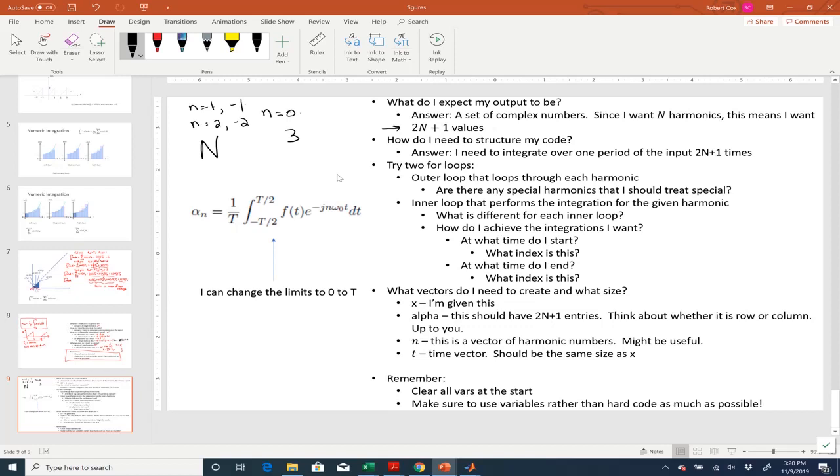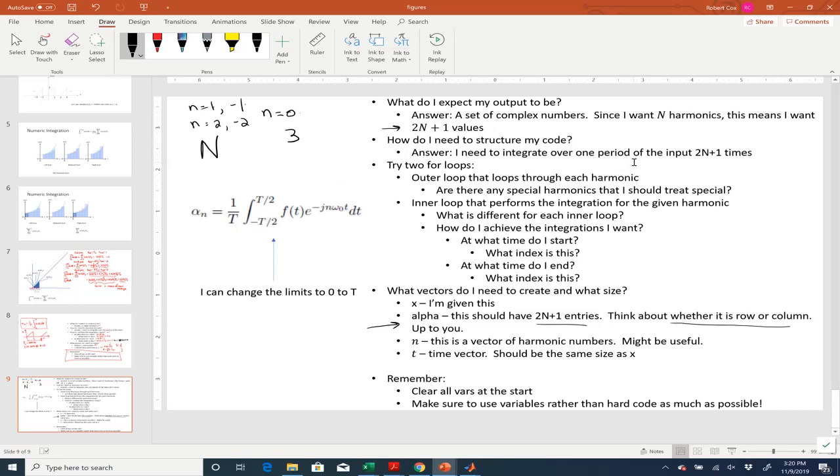All right, so that means that when I ask myself what vectors I need to create, my alpha vector should have 2 times n plus 1 entries. And then I should think about whether I want that to be a row or a column vector. I would create a vector for this, and it's up to me whether I want to make it a row or a column. So how do I need to structure the code?